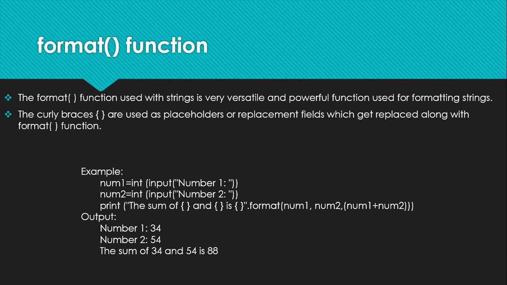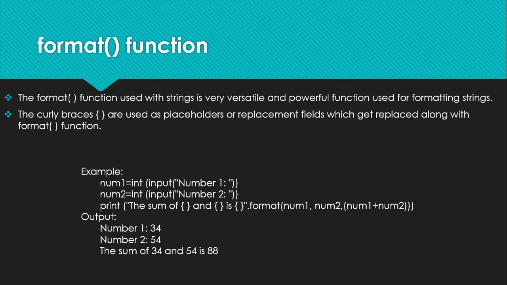If you look at the example there, you're going to input num1 to be 34 and num2 to be 54. So 34 plus 54, when you add them together, you get the total output to be 88.